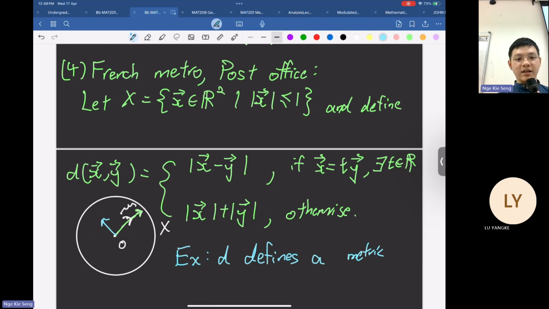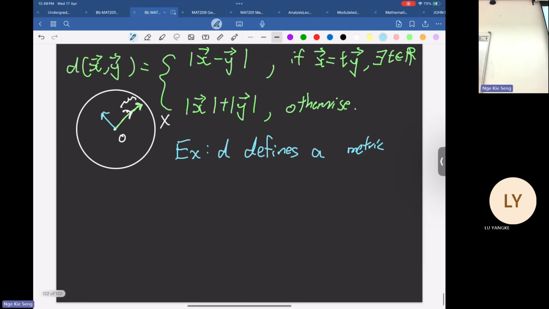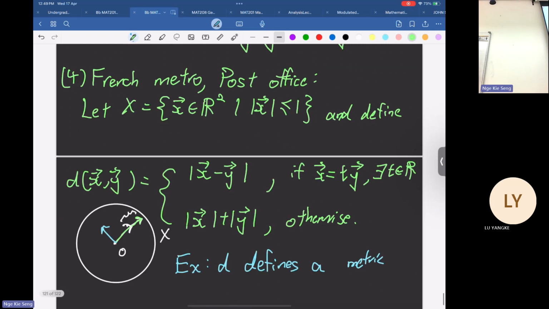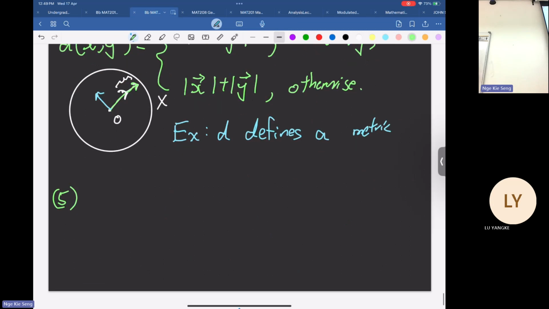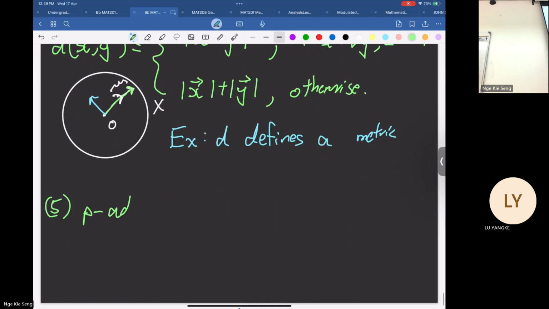All right, so let's finish one more example and then we will take a break. Another example I want to introduce is the fifth example, the p-adic metric. I'm not sure whether any of you have heard about p-adic numbers. This is related to p-adic numbers. So let me introduce the metric and then I'll comment about how this relates to p-adic numbers.